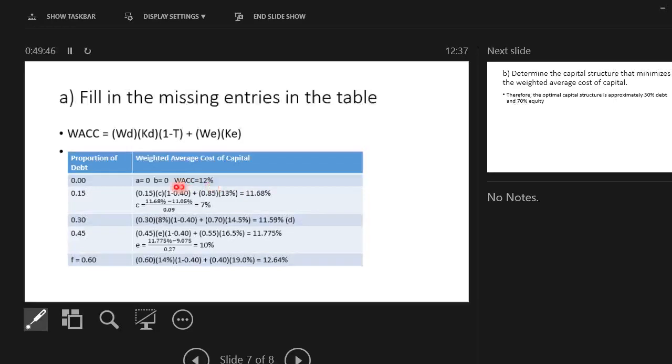So you just punch it in. You first solve the one on top, 11.68 minus 11.05. And then once you get the answer, you divide that by 0.09. You should be getting 7%. Yes. As our weighted average cost of capital.